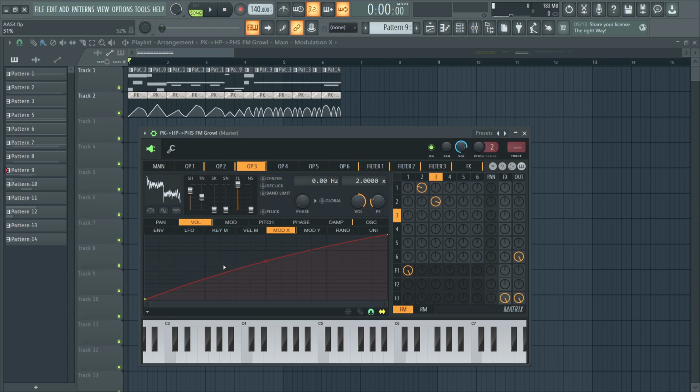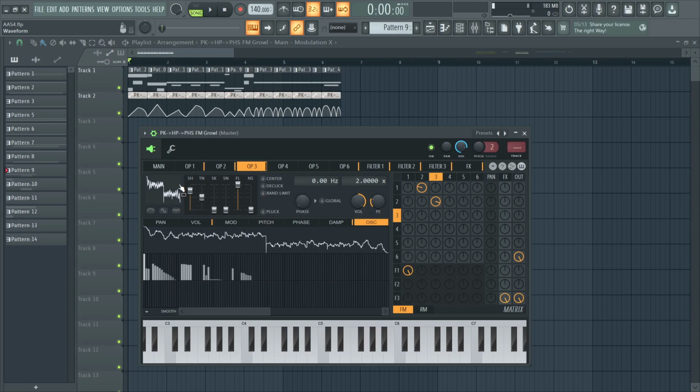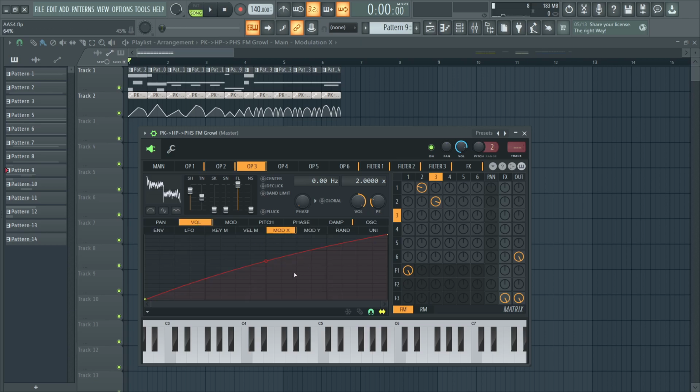Operator 3 is a square wave, so I have the shape between the 5th and 6th tick, and I have a similar sort of deal. I want more upper harmonic activity, and I have the volume routed to mod X for this as well.